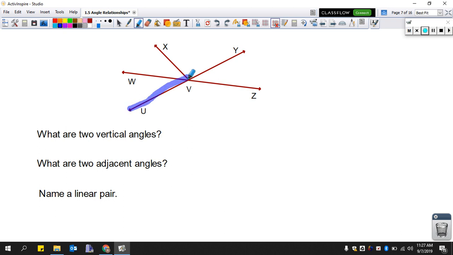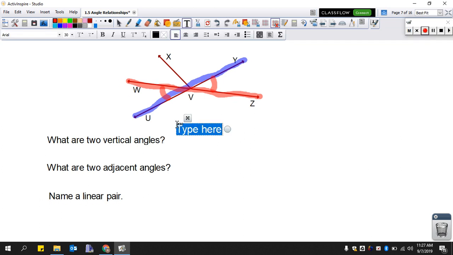Well, this is a straight line that goes up through here. The other straight line is WVZ. Okay, so one of the first vertical angle pairs that we're going to talk about is WVU and YVZ.